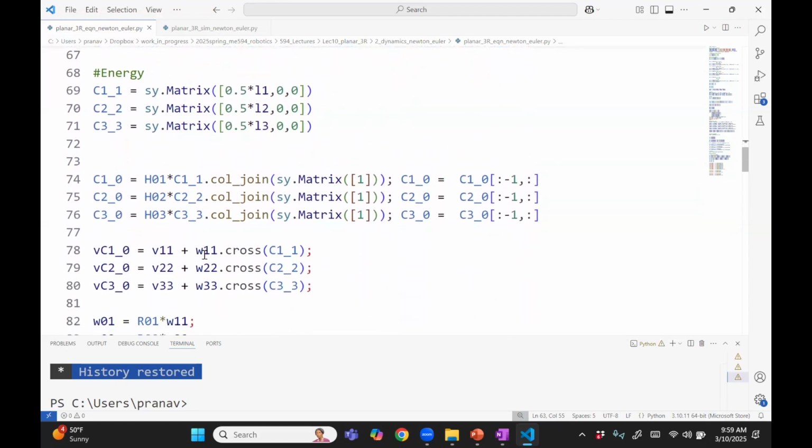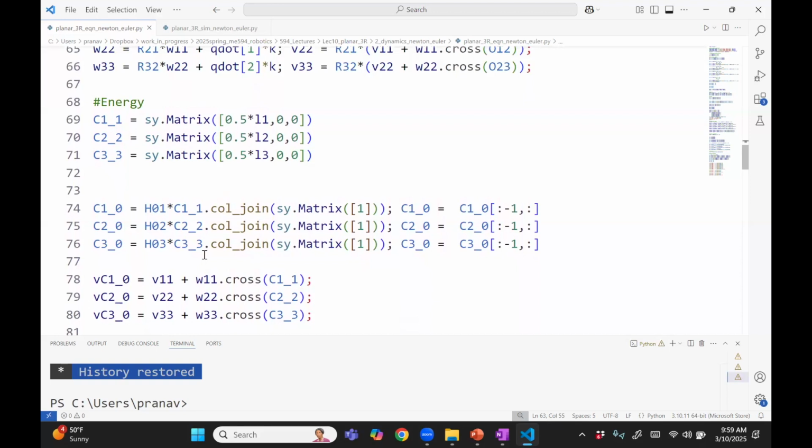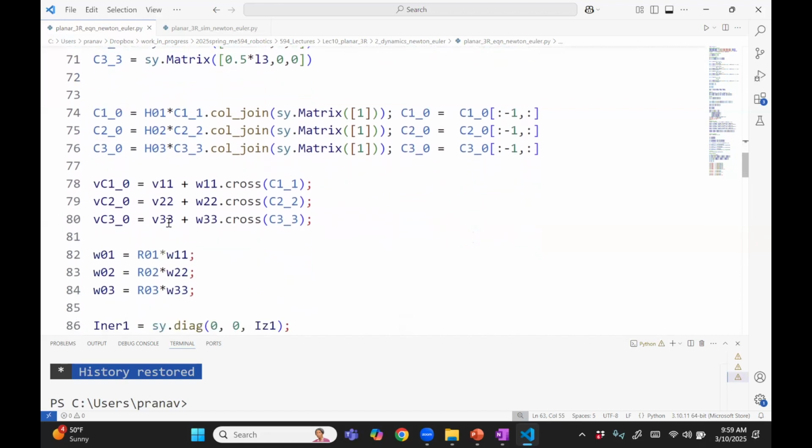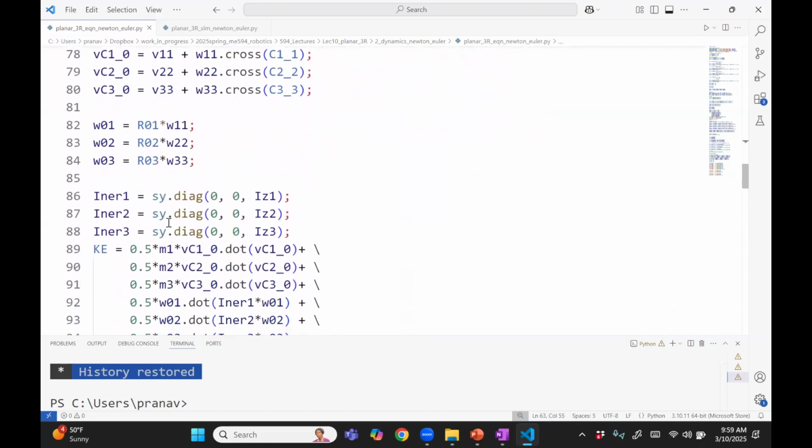Then there's this whole thing I did for energy, which is not really needed for the equations, but I said energy is a good way to check your equations are right. So if the energy remains constant, you got the equations derivation correct. So I also compute the energy, kinetic and potential.